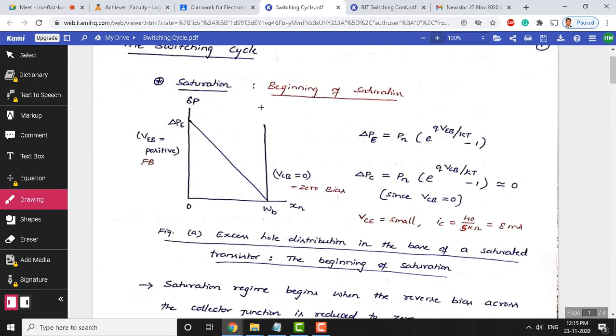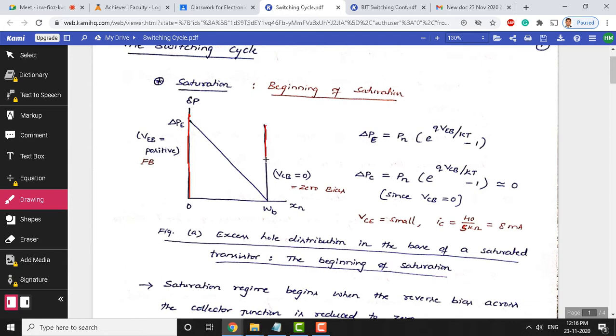Now, here we need to understand the beginning of saturation and over saturation. These two things we need to analyze here. Now, let us try to understand this graph here. So, here this vertical line indicates the edge of the emitter junction. So, if you draw a line here, this is the edge of the emitter base junction.